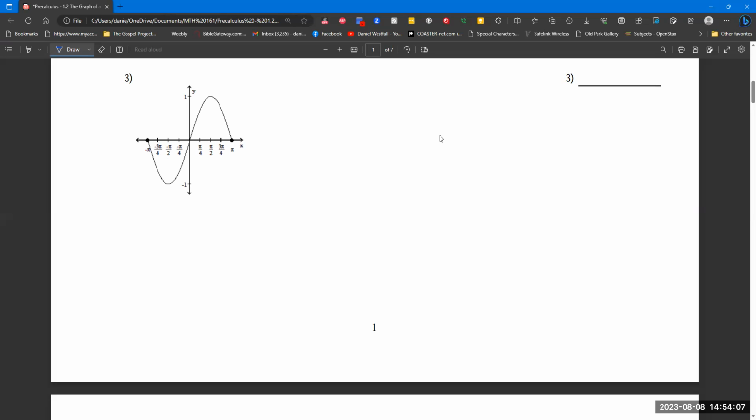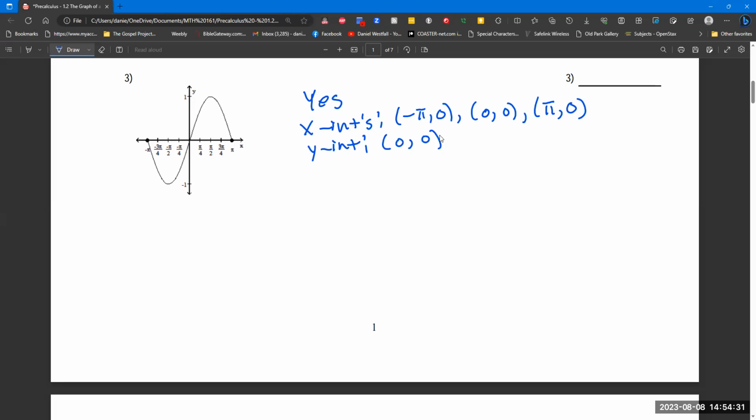This passes the vertical line test. Yes, it is a function. It's got x-intercepts at negative pi, 0, 0, 0, and pi, 0. It's got a y-intercept at 0, 0. It looks like it has origin symmetry.